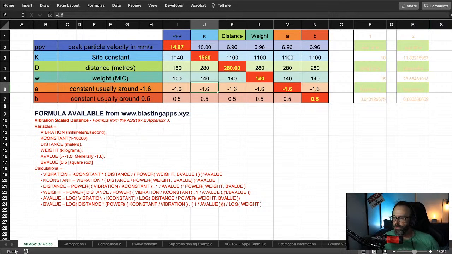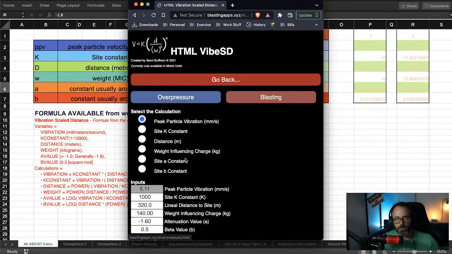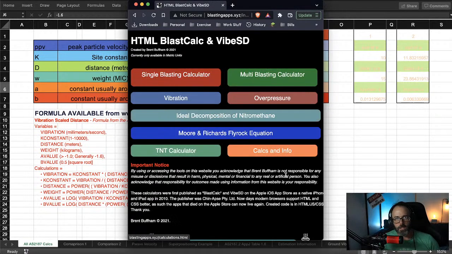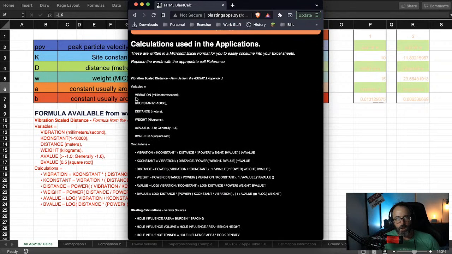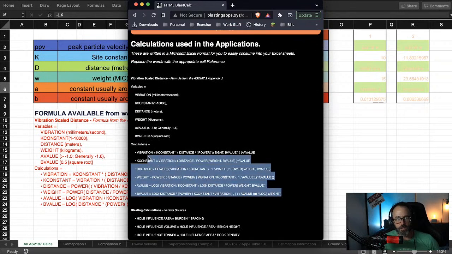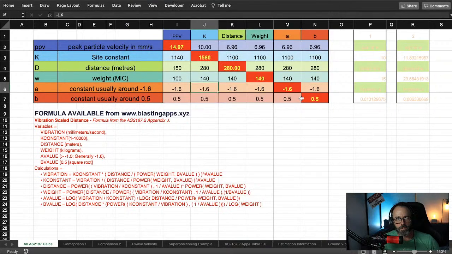But yeah, if you go to here, you can get this single blasting calculator, give you a little bit of what your MIC would be. Vibration, a little calculator. So this is exactly that. And you can find the calculations from that right here. Now all you have to do is copy and paste this section out into a spreadsheet and then take out the titles.